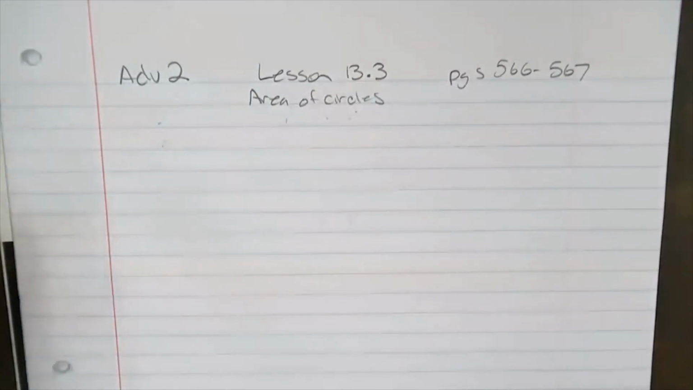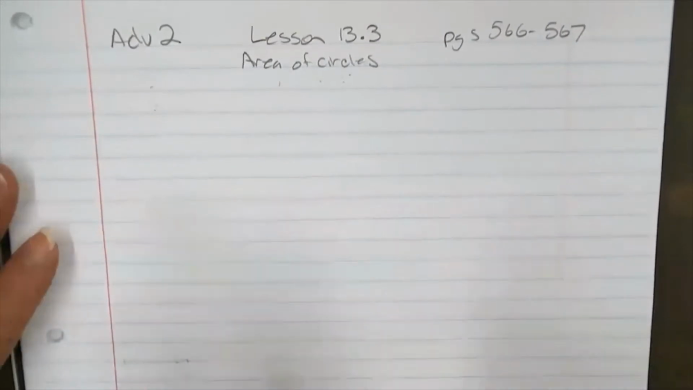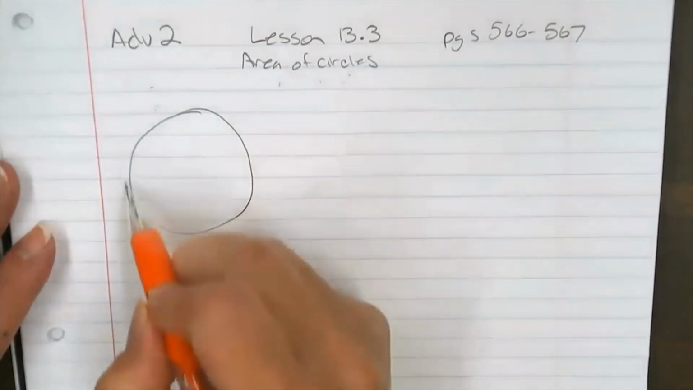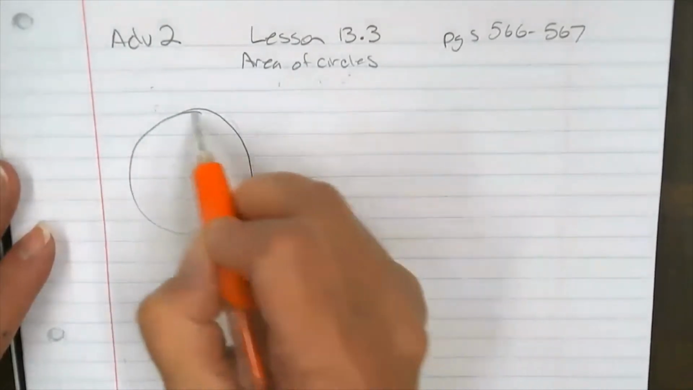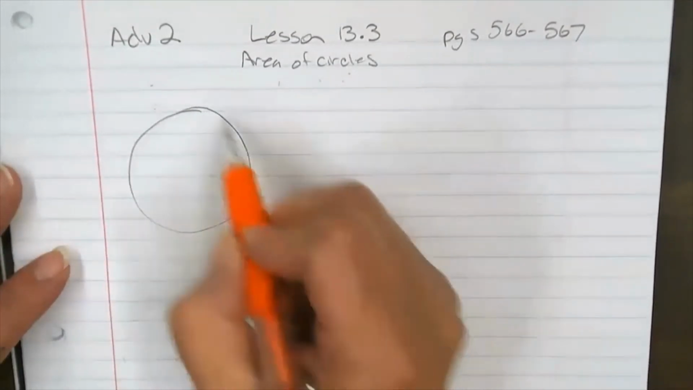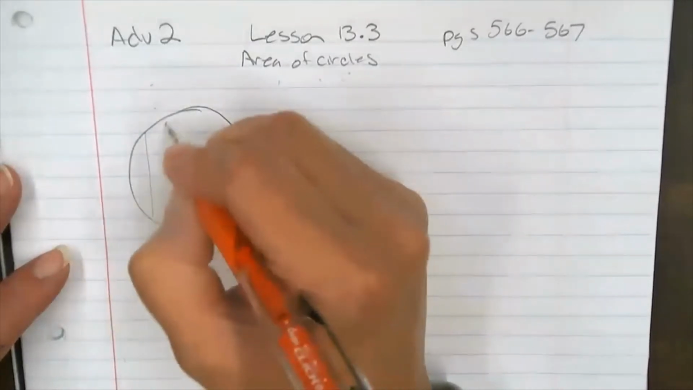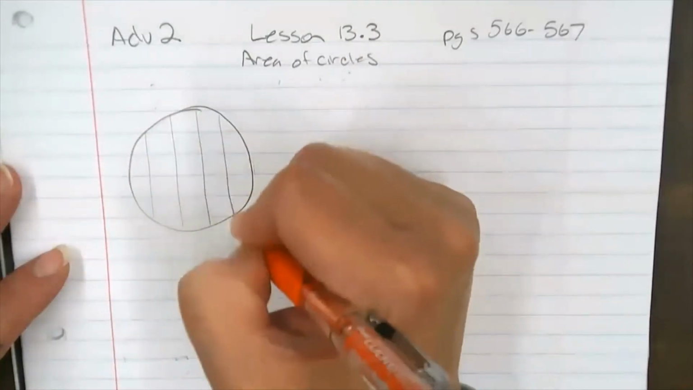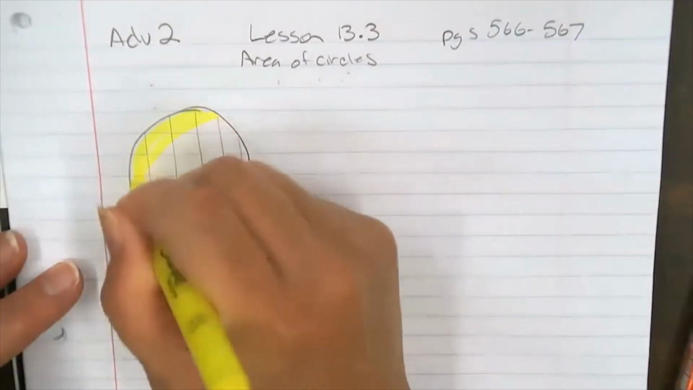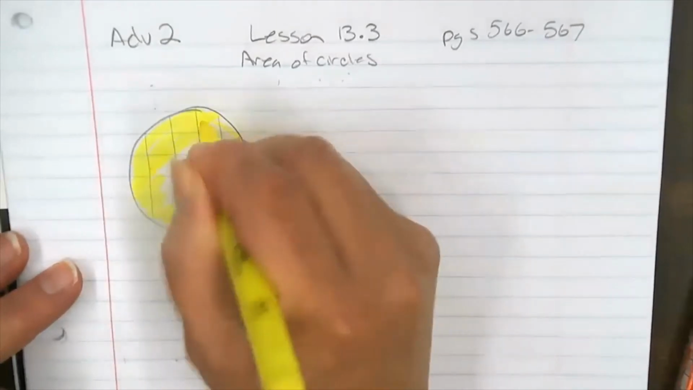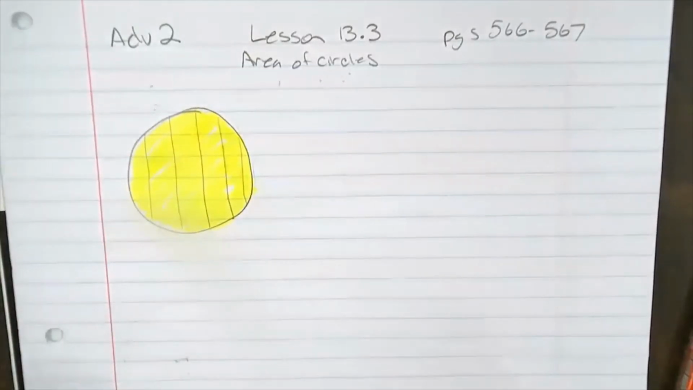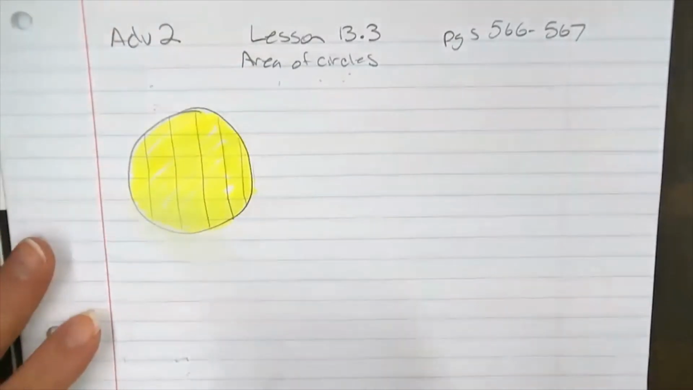Okay, so let's talk about the nuts and bolts for today's lesson. Area. We've been working with the circumference of the circle, which is similar to the perimeter, the fence around the area. Today we're talking about the area. The area is the squares inside the circle. This is the area. The area is the squares inside the circle.